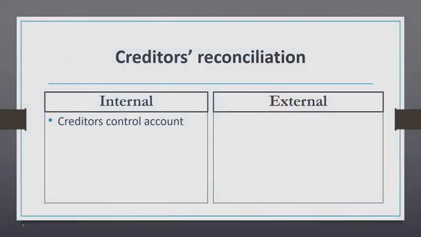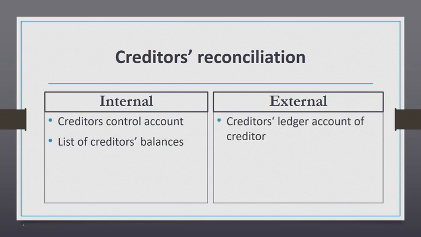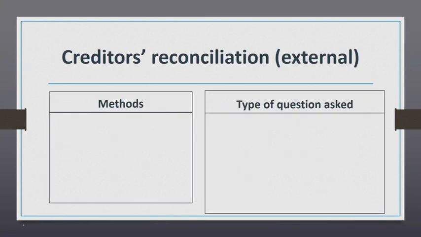So that is the internal one. The external one is the one where you receive the statement from a party outside of the business. That's why we say external. So internally, the creditors control account will be compared to the list of creditors balances. Those are all our mistakes, so we will correct them in our books. Externally, the creditors ledger account of the creditor will be compared with the statement that we received from the creditor. You must be able to do both reconciliations.